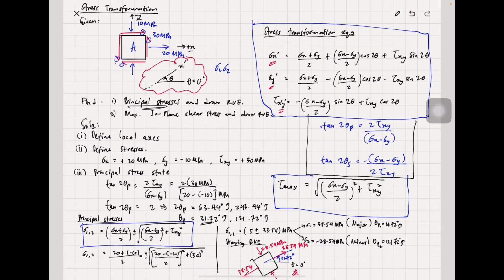So what is the purpose of this stress transformation equation right here? What the equation is supposed to do is, if you plug in the values of 20, 10, and 30 in it, it is vice versa. Actually, by using this formula for principal stresses, you're going to get your values of 38.54 megapascal. By reversing that process, from this value, if you put in the stress transformation equation, you're going to get back your 30 megapascal for shear stress, 20 megapascal for sigma x, and negative 10 megapascal for sigma y.